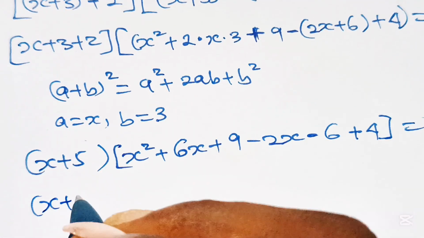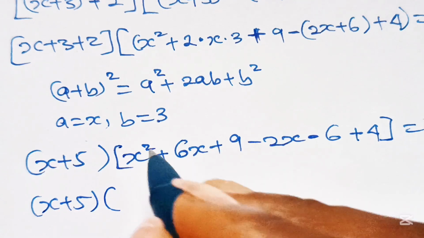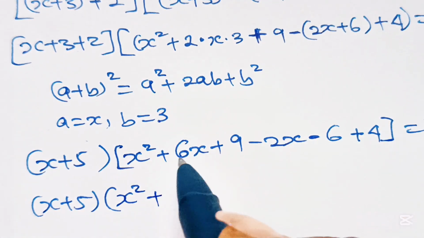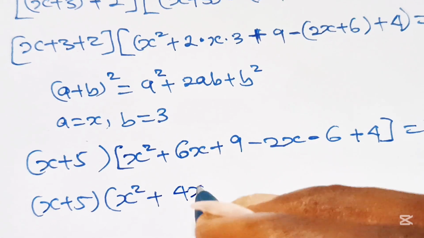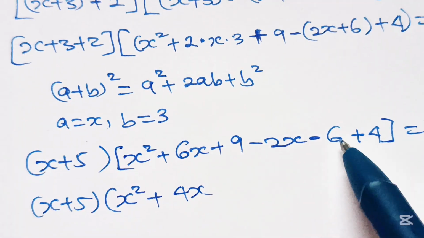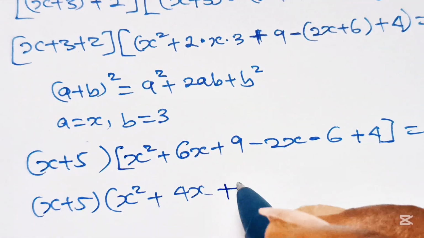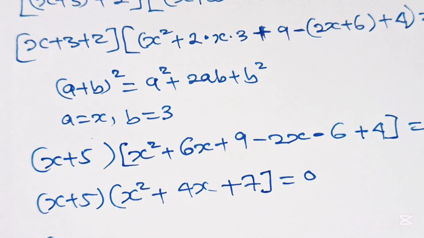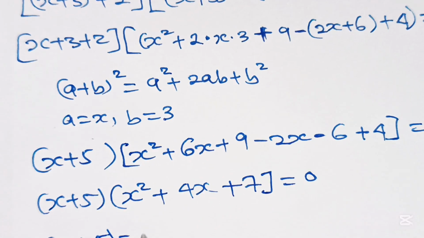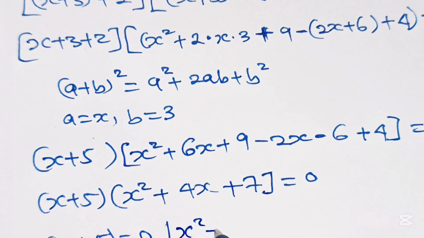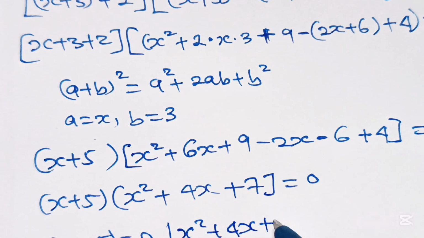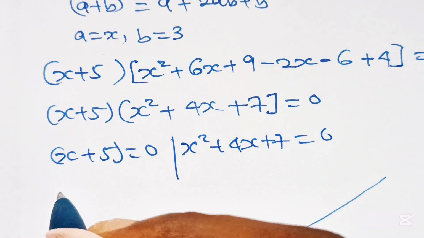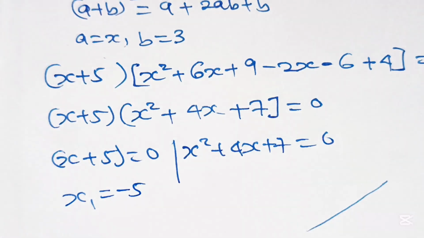Now we have x plus 5 in brackets, we have x squared, and we are collecting like terms now: plus 6x minus 2x will give us plus 4x. Now 9 minus 6 is 3, and 3 plus 4 is 7, is equal to 0. So from here we can see that x plus 5 is equal to 0, while x squared plus 4x plus 7 is also equal to 0. So we can see from here that the first value of x is minus 5.